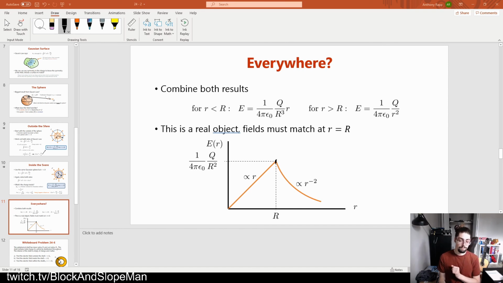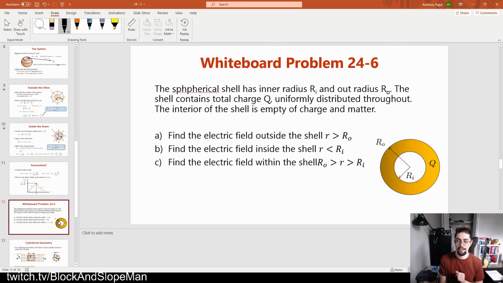So here's our first chance to try it. I have something a little bit more complicated than a sphere, but it still shares that same symmetry. Let's say we have a spherical shell with an inner radius r of I and an outer radius r of O. The shell has a total charge Q, and it's a uniform charge distribution, right? So rho is constant all the way throughout. That makes that a little bit easier. There's nothing on the inside, nothing at all.